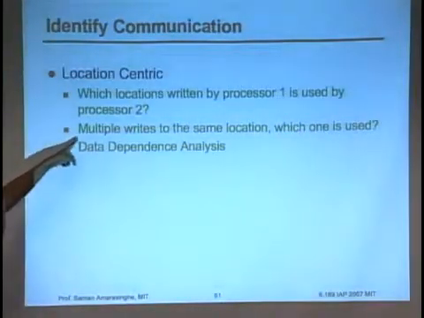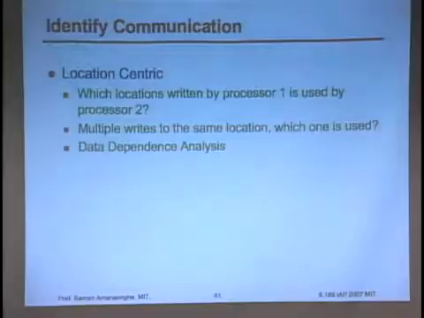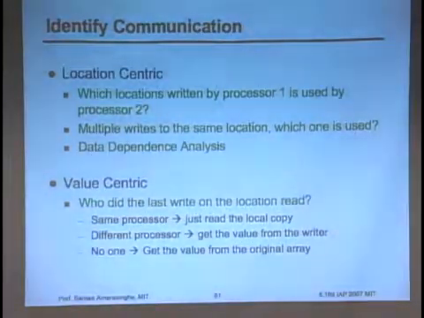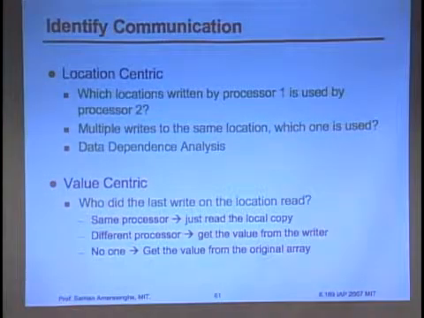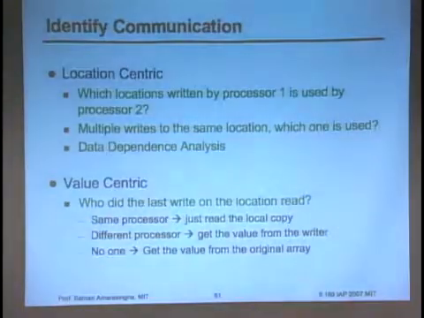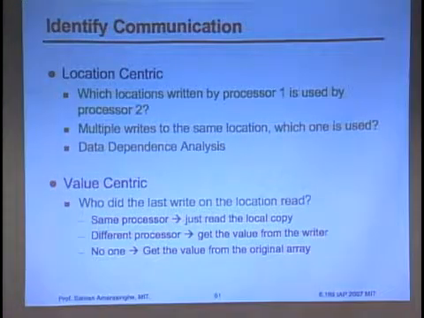And how about if multiple processors write the same location? Assume we show that in an example. If multiple people write the same location, which one should I use? That's not clear. What you have to use is the last one who wrote that location before I read it, and data dependence analysis doesn't get that. What you want is something value-centric: who is the last write before my iteration to that location? If I know the last write, he is the one I should be getting the value from.